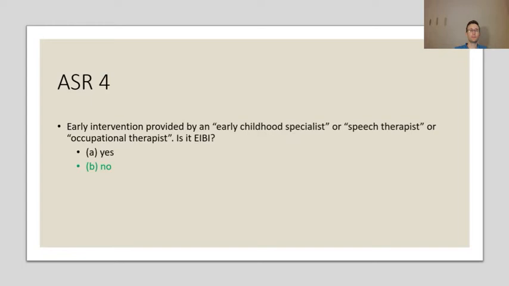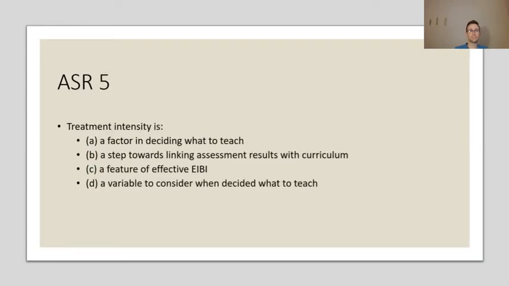Alright, I'll close the poll and the answer is B. No. It's not ABA, it's not EIBI. ASR 5. Treatment intensity is A, a factor in deciding what to teach. B, a step towards linking assessment results with curriculum. C, a feature of effective EIBI, or D, a variable to consider when deciding what to teach.